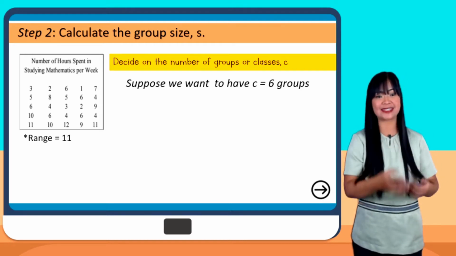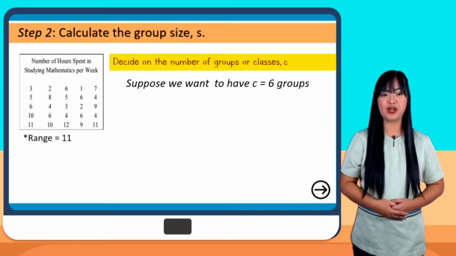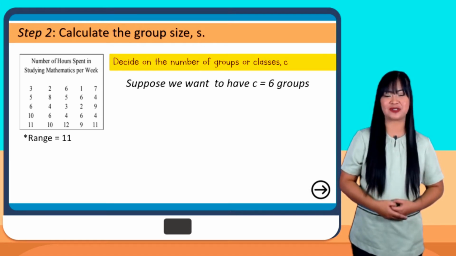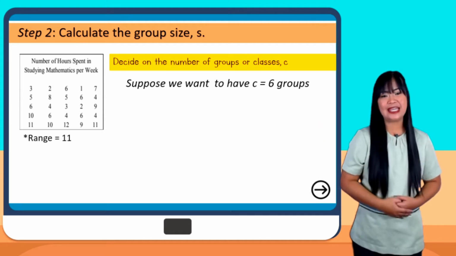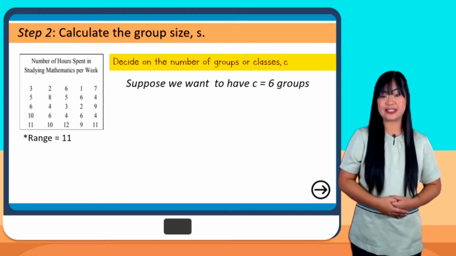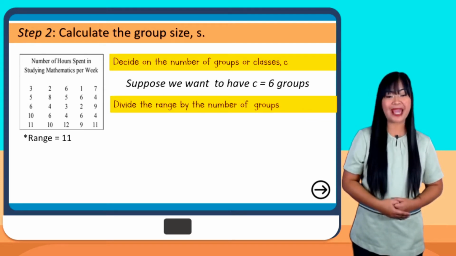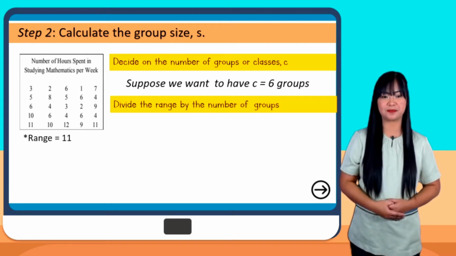Take note that the one conducting the research is the one deciding for the number of groups or classes. But in our case, the teachers will provide the number of groups or classes so that students will have uniform answers. Going back, since it's given that we will have 6 groups, next thing to do is to divide the range by the number of groups.